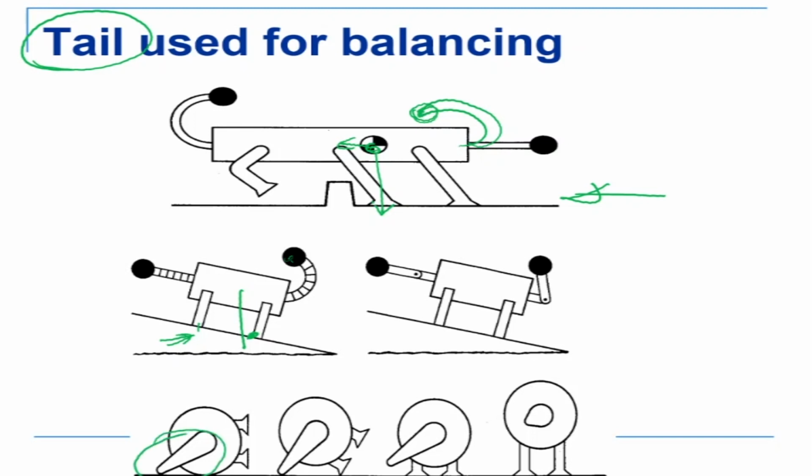Tails can also be used for getting up. This is an insect which doesn't have hands. Interesting case. So if the insect falls down, it can use its tail and get up. So the tail is basically used for balancing. And for dogs and all, when they run, they make use of their tail for balancing also, because it can shift the position of the CG.